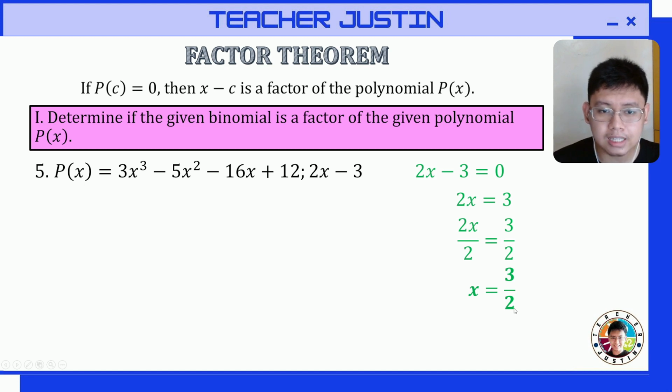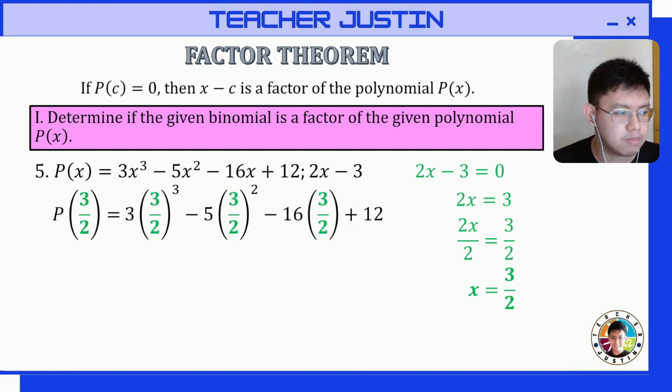Now, ang susunod nating step is for us to replace all variable x by the value of x, 3 over 2. Palitan natin lahat ng variable x by 3 over 2. That will be 3 times the cube of 3 over 2 minus 5 times the square of 3 over 2 minus 16 times 3 over 2 plus 12. Now, let's simplify each term.